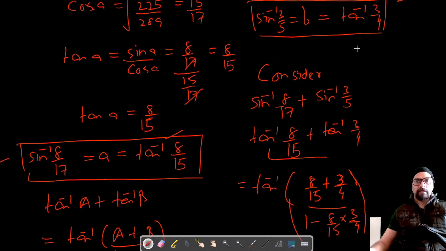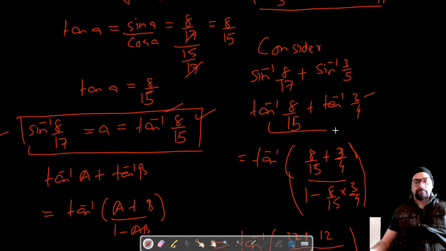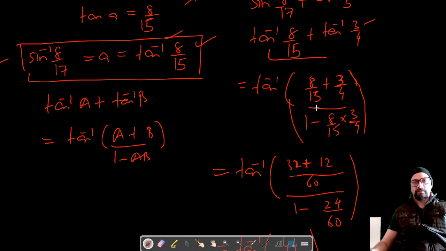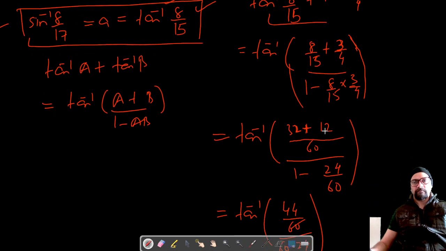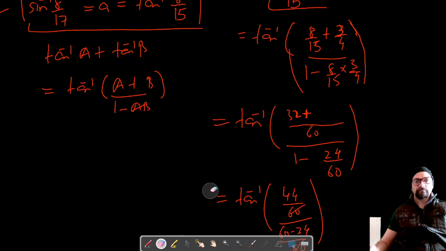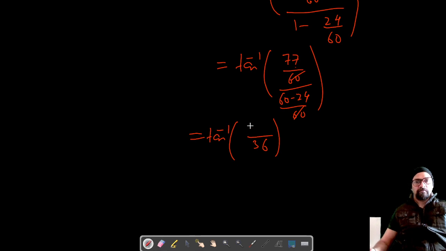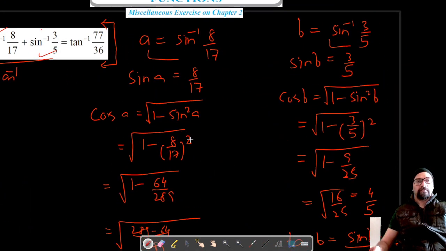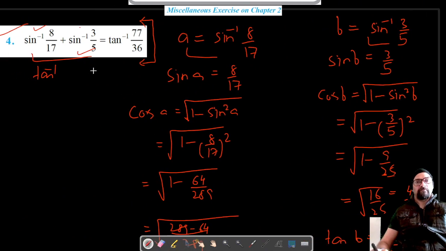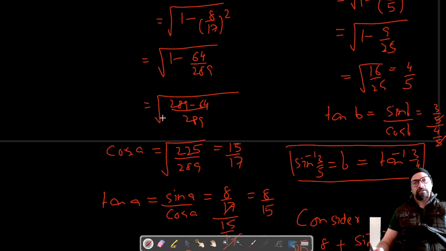Okay, it's 8 by 15 plus 3 by 4. So it's 4 times 8 is 32, and 15 times 4 is 60. Okay, this is not 12. So 60 divided by 4 is 15, and 15 into 3 is 45. So this is now 32 plus 45 is 77. So this should be 77 by 36. So LHS is equal to RHS. Hence, we have proved that sine inverse 8 by 17 plus sine inverse 3 by 5 is equal to tan inverse 77 by 36.